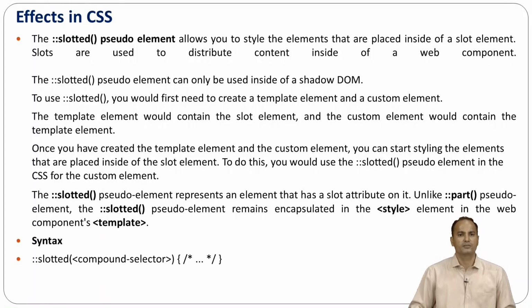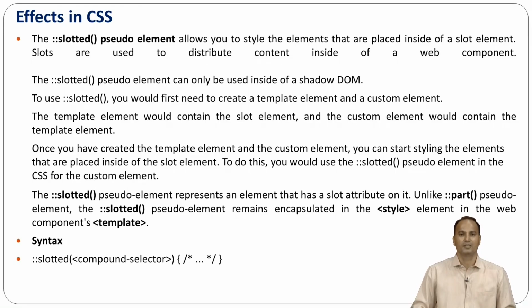Then the slotted pseudo element allows you to style the elements that are placed inside of a slot element. Slots are used to distribute content inside of a web component. The slotted pseudo element can only be used inside of a shadow DOM. To use slotted, you would first need to create a template element and a custom element. The template element would contain the slot element and the custom element would contain the template element. Once you have created the template element and the custom element, you can start styling the elements that are placed inside of the slot element.